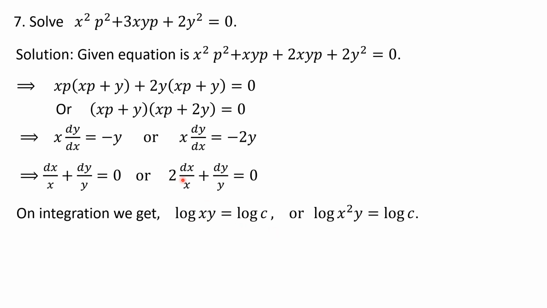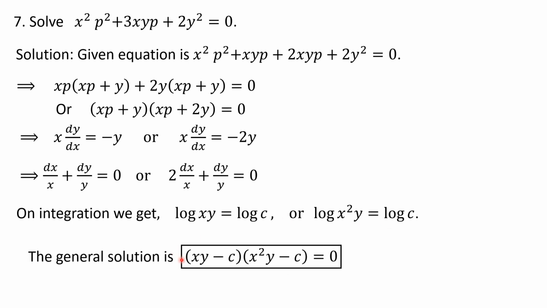So here it is 2 log x plus log y equal to c, or 2 log x, that is n log m is log m power n, that gives log x square plus log y together, log x square y, is equal to log c. Both sides log gets cancelled. xy minus c equal to 0. Here x square y minus c equal to 0. Hence the product of this is the general solution. So the required solution is xy minus c into x square y minus c equal to 0.